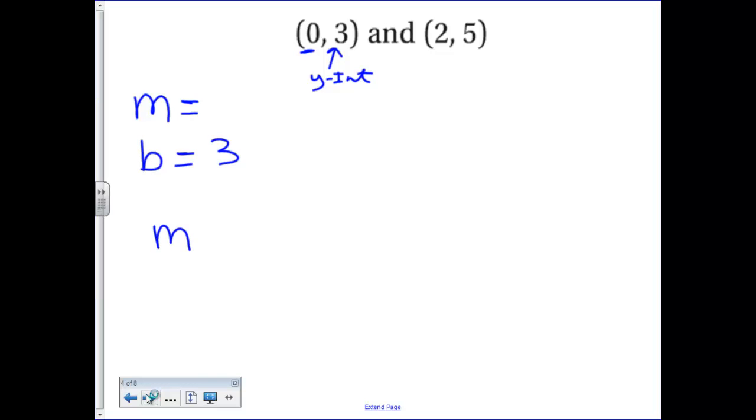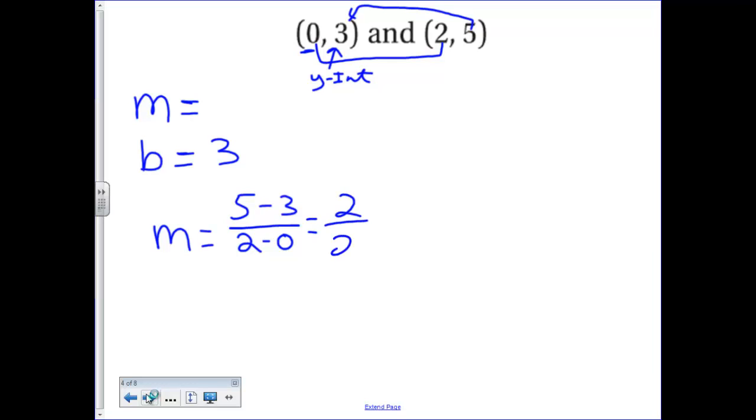Okay, so our slope is going to be change in y, so I'm going to do the 5 minus 3 first, over, I started with the 5, so it's going to be 2 minus 0, and that ends up giving us a positive 2 over 2, which is equal to 1. So my slope is actually 1.